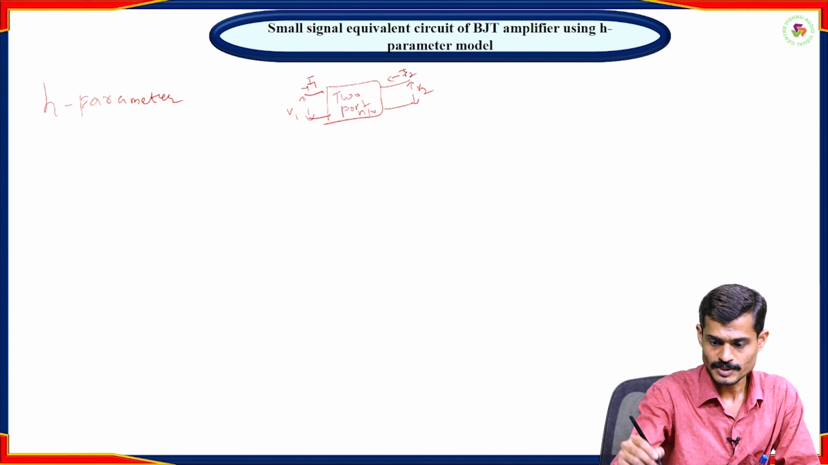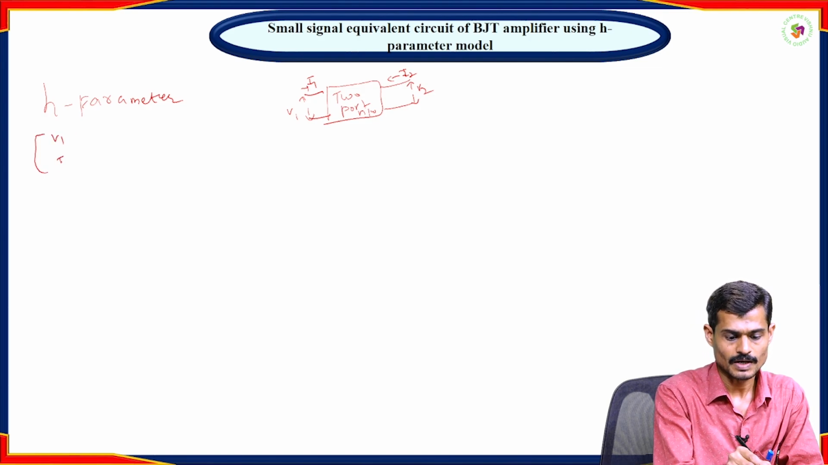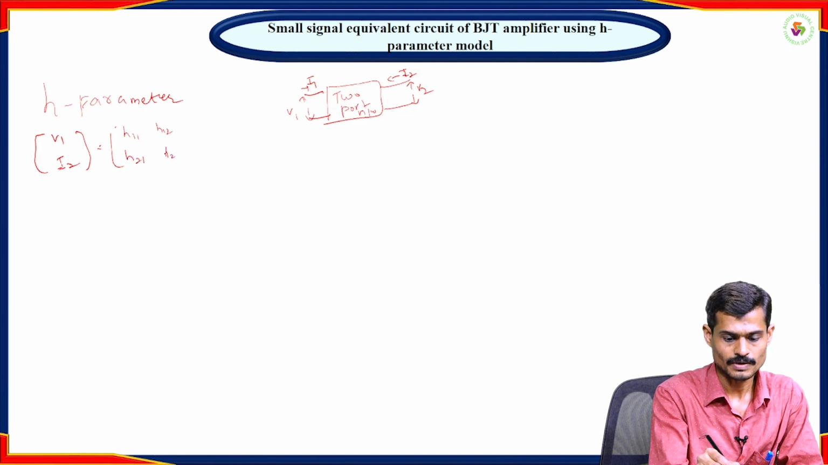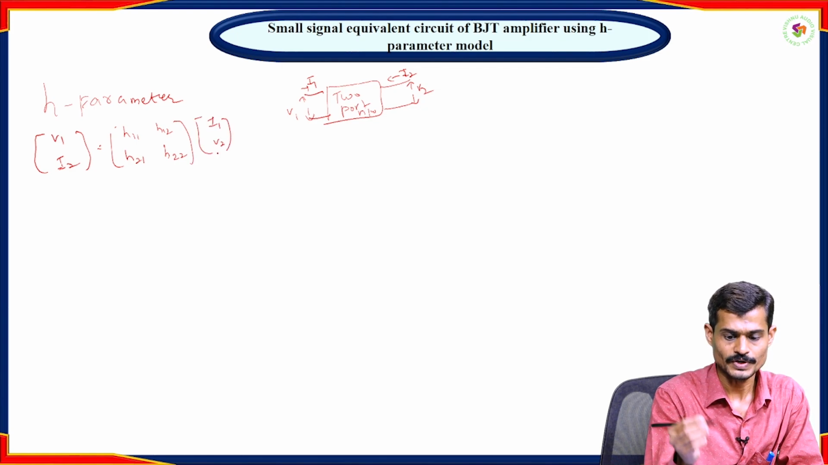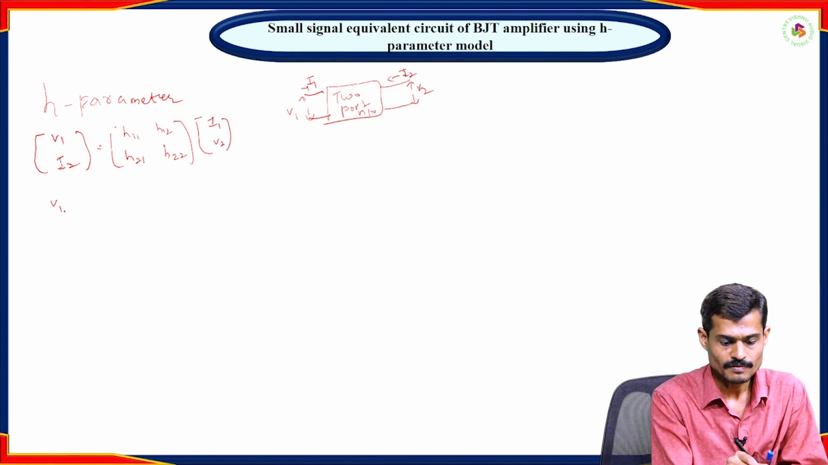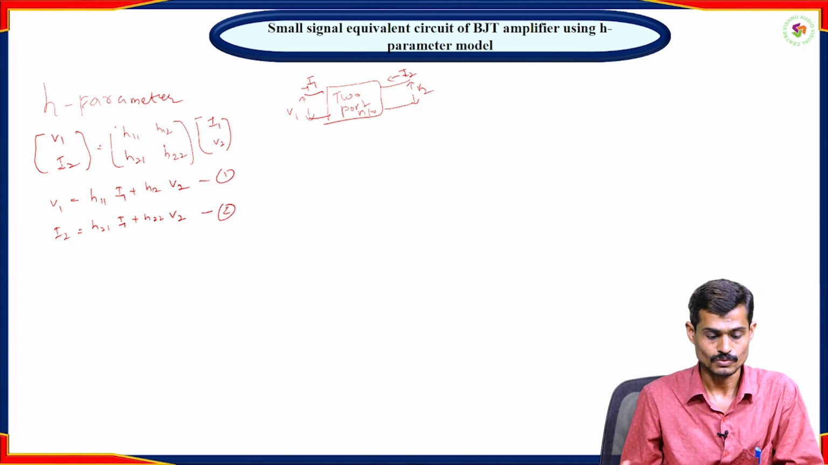Then using this H parameter model, you can represent V1 and I2 using H11, H12, H21, H22 in terms of I1 and V2. If you see this, V1 equals H11 into I1 plus H12 into V2, and I2 equals H21 into I1 plus H22 into V2. Let us take this as equation 1 and this as equation 2.